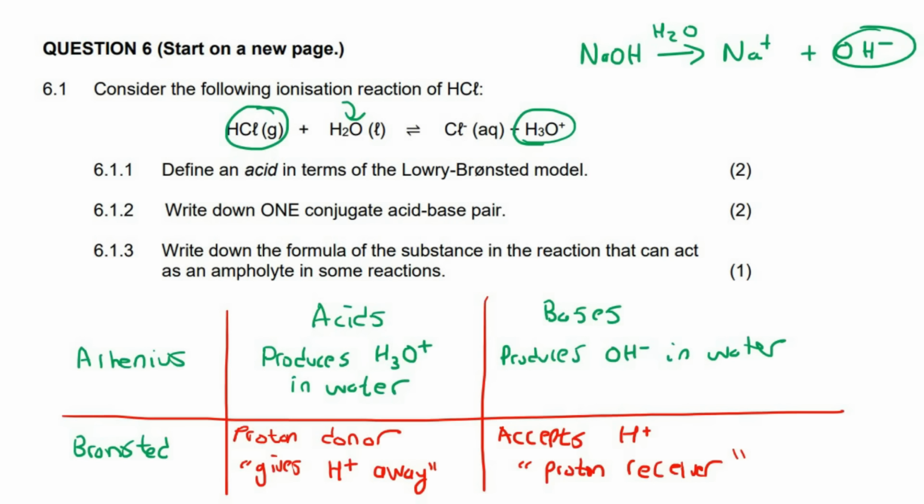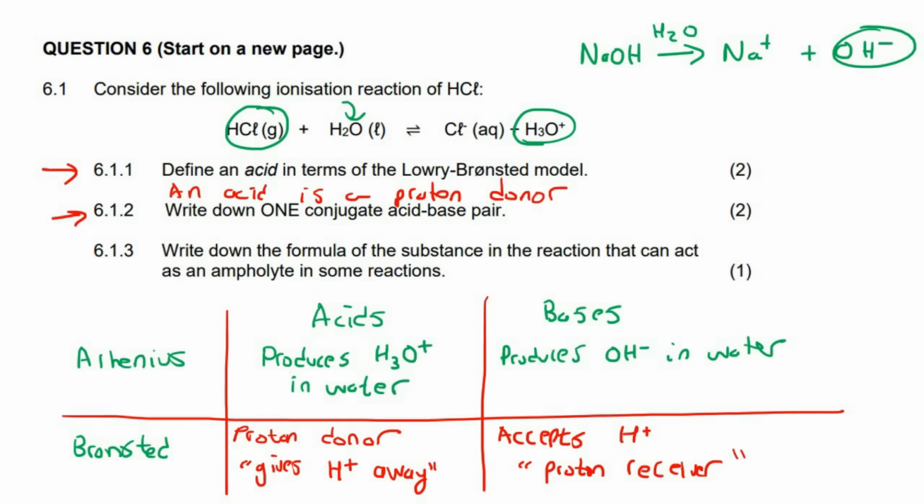Okay, and you can get more than one. For example, something can be a Bronsted and an Arrhenius acid. Remember, these are two scientists who came up with definitions. So there are some places where their definitions will work out together, and other times where they won't work out. So this one says, define an acid in terms of Lowry-Bronsted. So we can say that an acid is a proton donor.